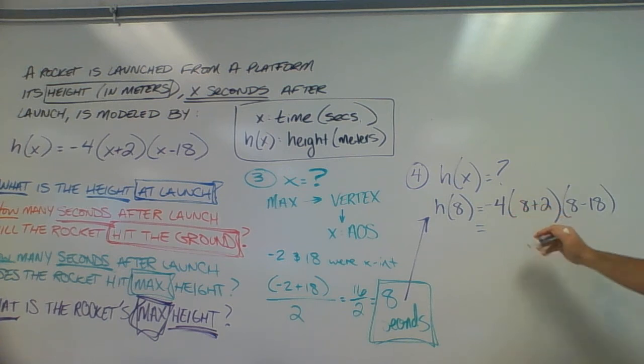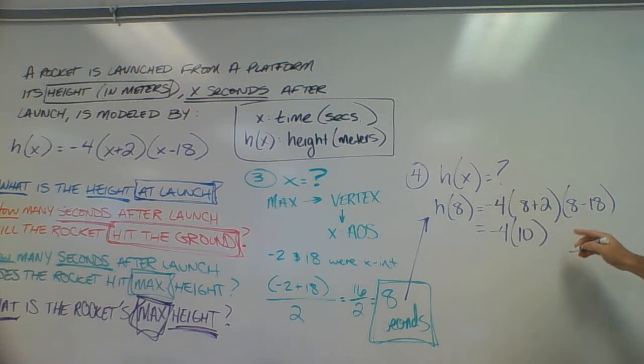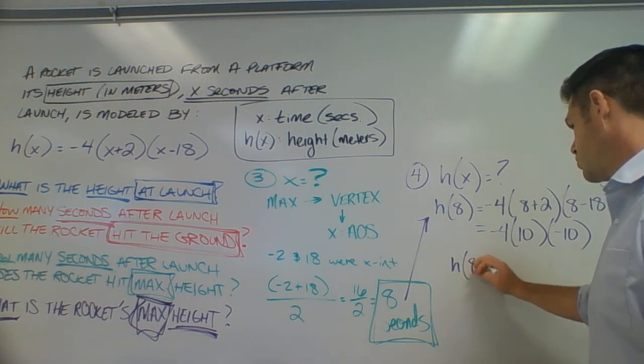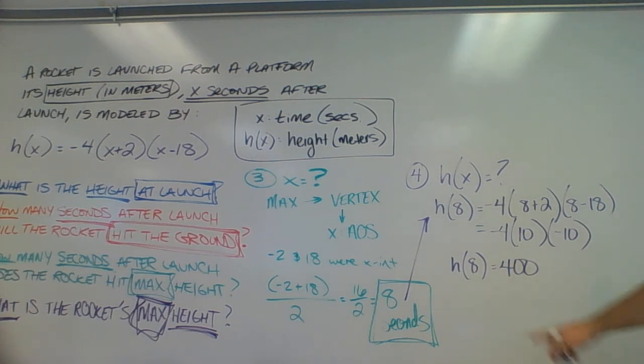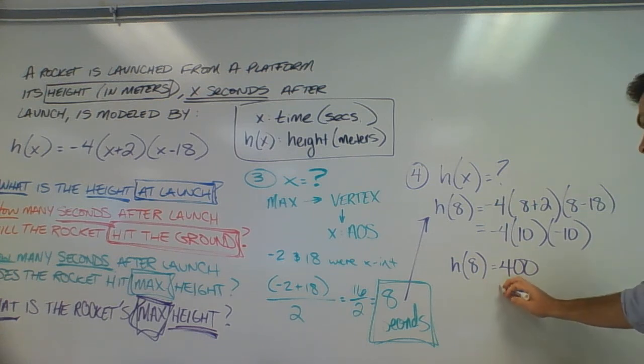I have 8 plus 2 is 10. I have 8 minus 18 is negative 10. And I have to multiply all this out. Negative 4 times 10 is negative 40. Negative 40 times negative 10 would be positive 400. So at 8 seconds, we know that our height's going to be at the tallest location possible. That actual height amount would be 400 meters.